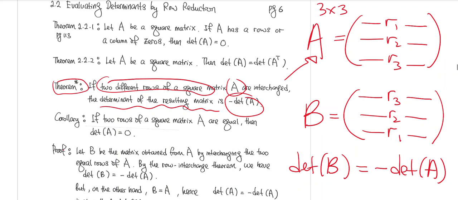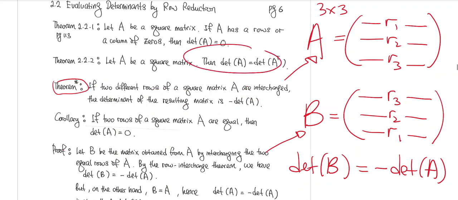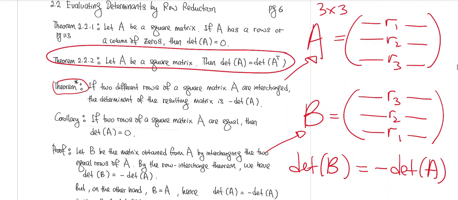So this guy here has determinant A. This guy here, by interchanging the rows of matrix A, will get negative determinant of A. Now, because of this theorem right here, if we interchange 2 columns instead of 2 rows, we will also have the same result, which means that theorem 2.2.2 basically says that every time you have some property for determinants which holds true for rows, it will hold true for columns as well, because determinant of A equals determinant of A transpose.